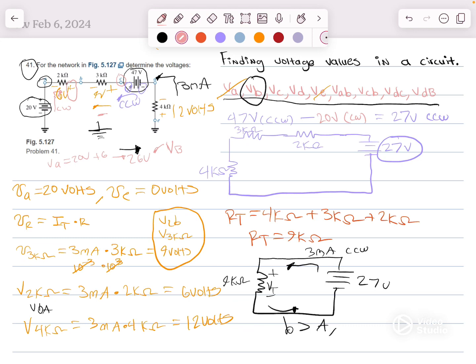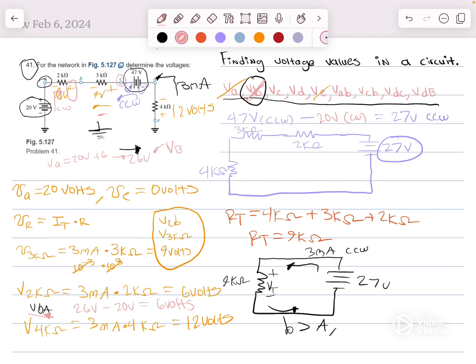Similarly, when I look at my VBA of my resistor, this is a positive 6 volts, saying that B is higher than A by 6 volts. So if I was to do the double subscript notation for that, it's 26 volts minus 20 volts, and that'll get me 6 volts. So I proved my method in 2 ways and saw that my results made sense and they equal each other. So I can do the same method for every single node.